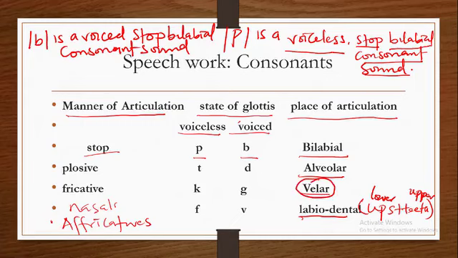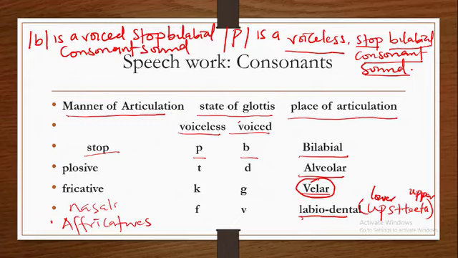So G is also the same thing. When you look at that sound, you will see that it is a voiced stop velar consonant sound. Okay, so I believe we'll write this, and we'll have to do this because I know somebody is saying, oh my god, you have too much information.